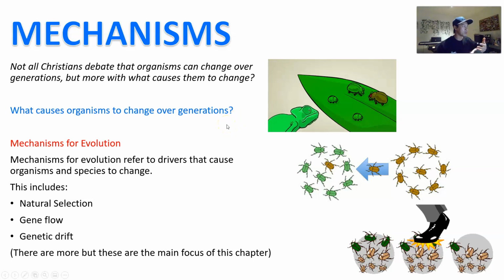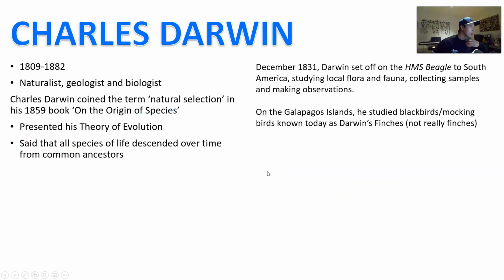These are called mechanisms. So mechanisms for evolution are the drivers, the things that will cause an organism or a species to change. Now, it includes natural selection, which is the most popular and the most commonly known aspect of it. In fact, this is the one that Darwin proposed, evolution by natural selection. But we also have things like gene flow and genetic drift. So we explained gene flow already, that moving population, and we'll explain genetic drift later on in this video as well.